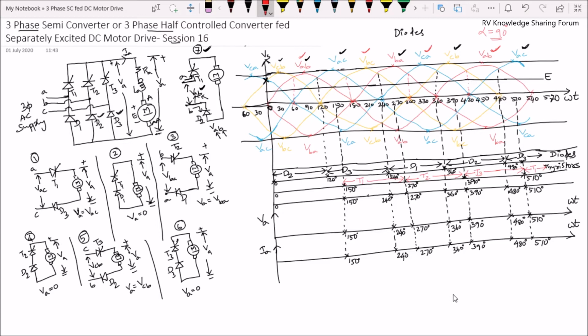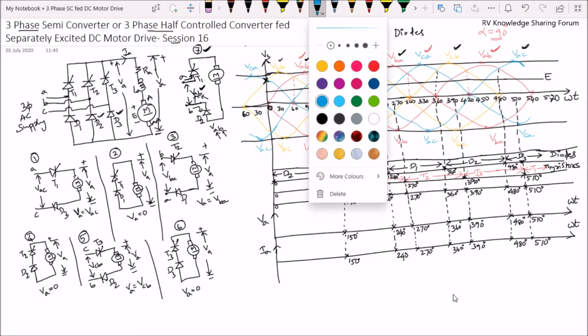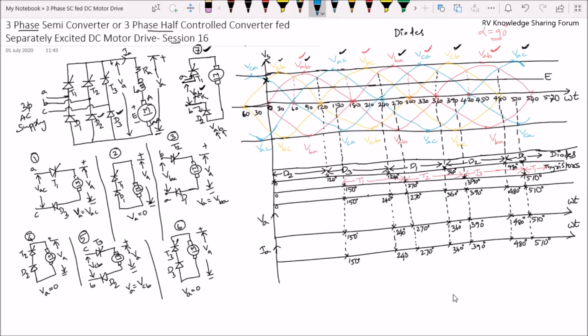Now we have triggered the thyristors and we have forward biased the diodes also. Now let us find out the common points of conduction of devices, I mean the pair of devices. I'll write in blue color the conducting pair of devices. From 150 degrees to 240 degrees, thyristor T1 and diode D3 are conducting.